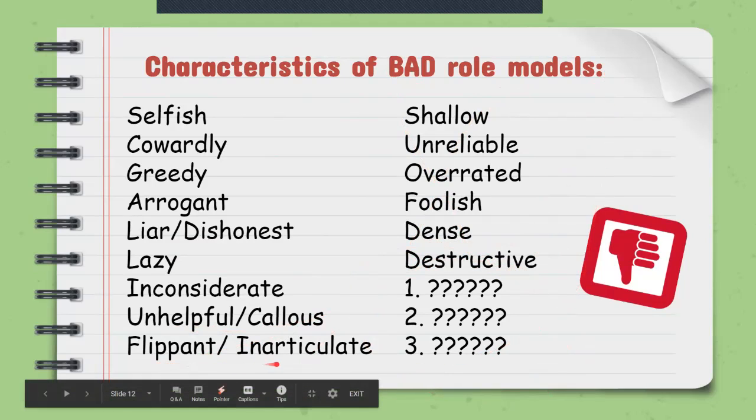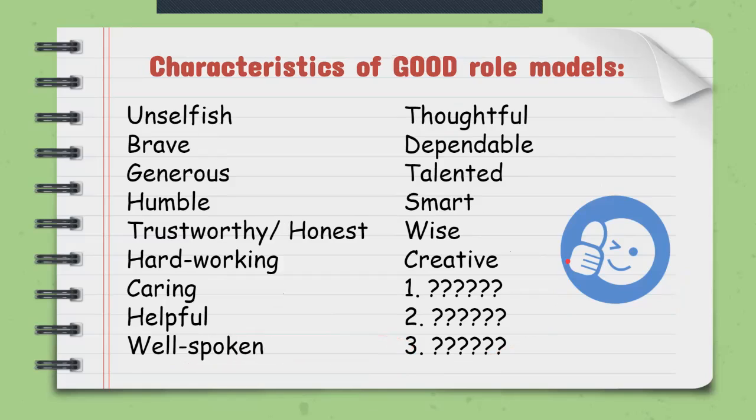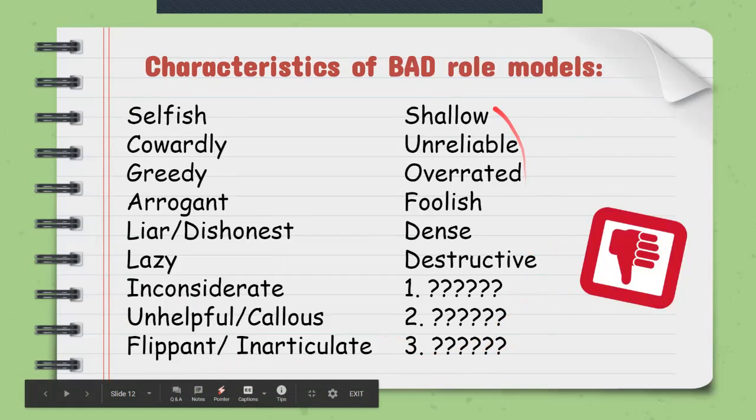Again, let me say these 2 one more time. Flippant, inarticulate. Inarticulate means they can't talk very well. So, these are some characteristics to describe good and bad role models. Do you know all of the words? If there are any words you do not know, please research them.